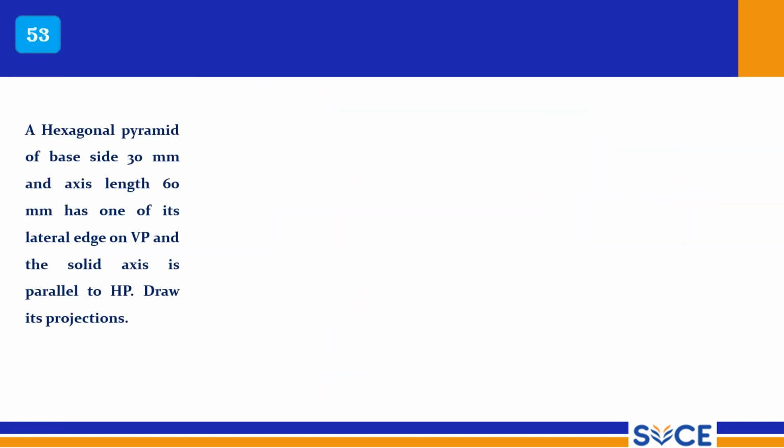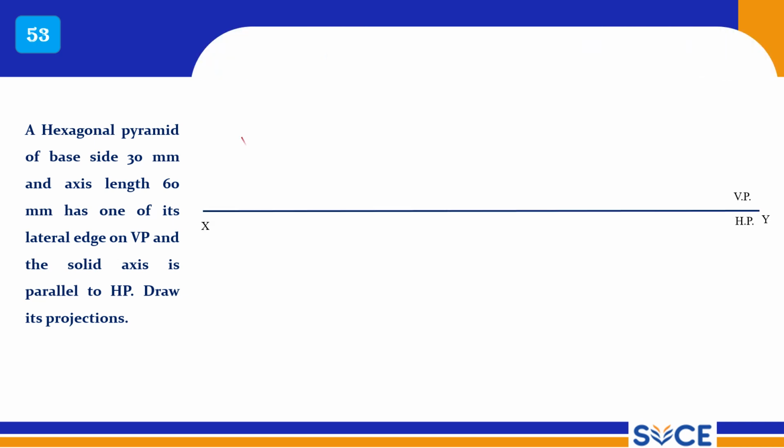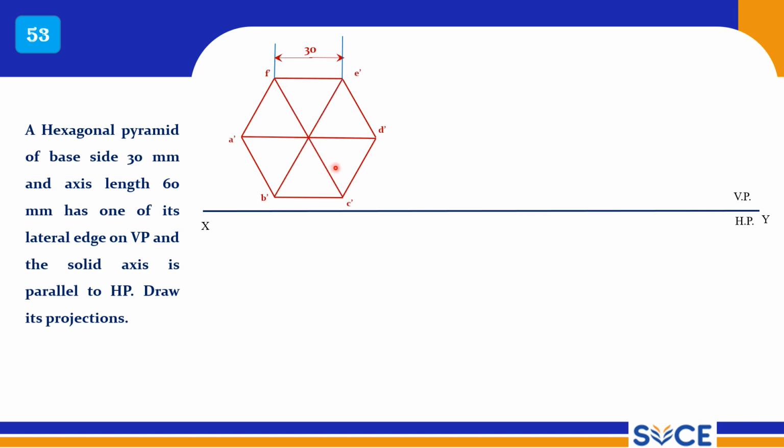53rd problem. A hexagonal pyramid of base side 30 mm and axis length 60 mm has one of its lateral edges on VP, and the solid axis is parallel to HP. Draw its projections. So here it is also resting on a lateral edge, right? So on the right-hand side you get a point, and draw the hexagon. It is a hexagon. Now this is the point. It is a pyramid only, and draw the pyramid lines.